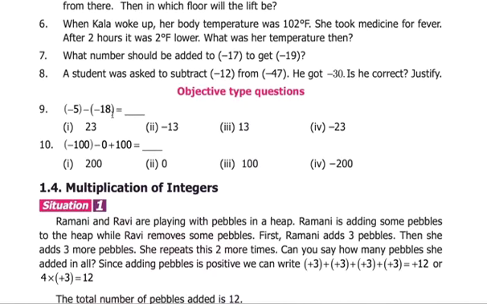Objective type questions. 18 plus 18 minus 5. How much? 13. So we need to put a tick mark here. This is 0. Absolutely 0.